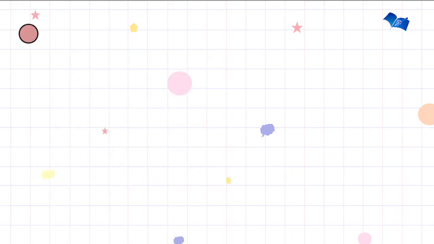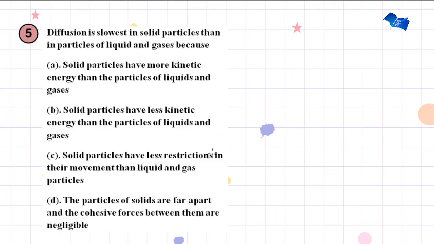Okay, next question. Diffusion is slowest in solid particles than in particles of liquid and gases because? This is simply because solid particles have less kinetic energy than the particles of liquids and gases. Now you know that the 3 states of matter, we have solid, liquid and gases. Solid particles are closely packed.